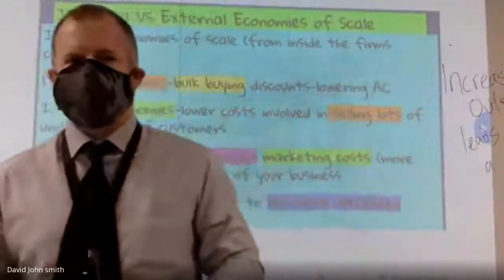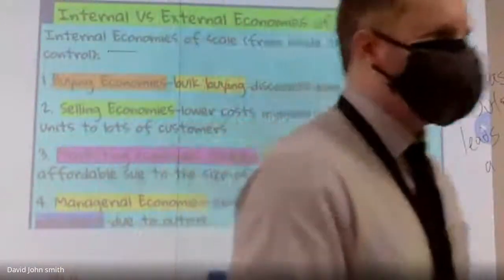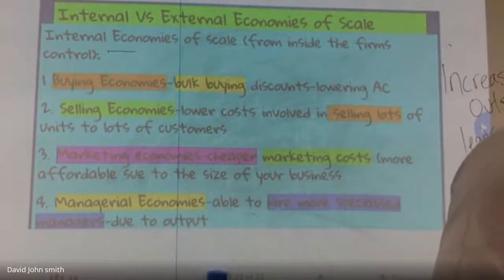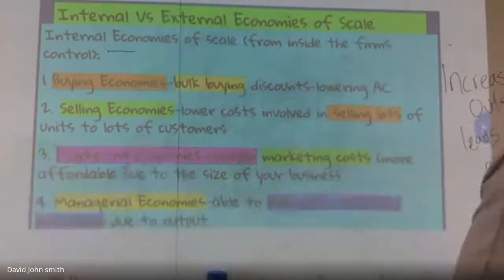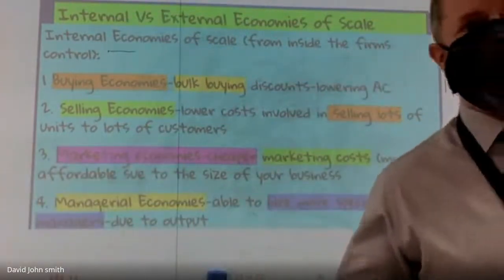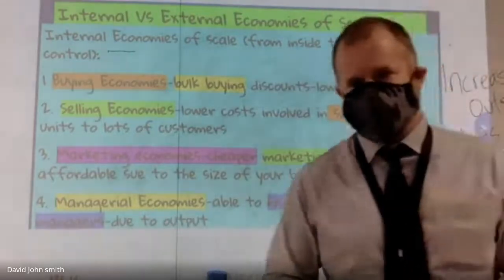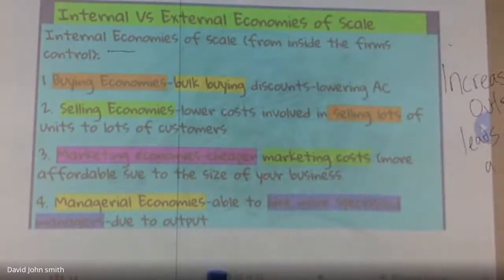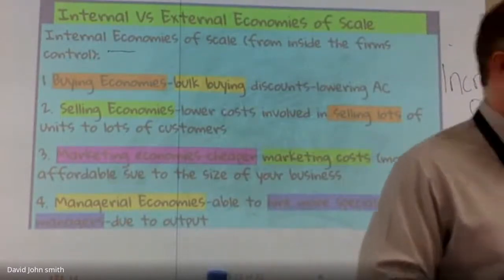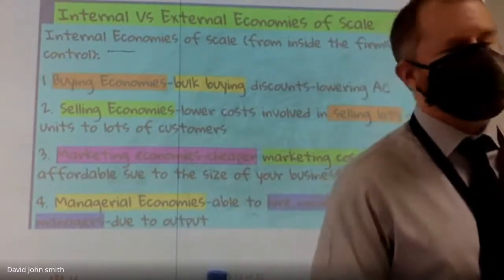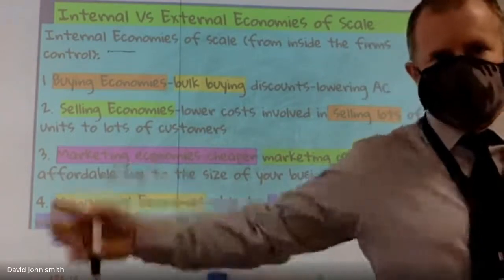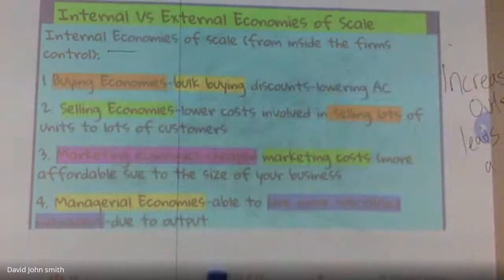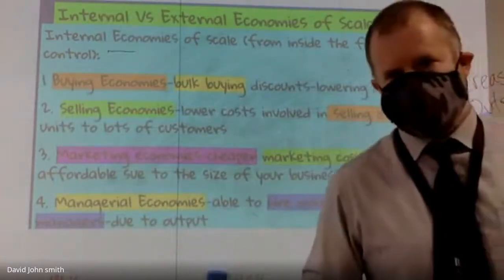So the example we used the other day was about computers. If you've got a very big business and you want to buy not one computer but 100, then the company is probably going to be able to give you a discount on that. The phrase we use is bulk buying. If you have been to one of the supermarkets where they do bulk buying, you will have seen people loading up their trolleys with multi-packs of everything because they get it cheaper that way.